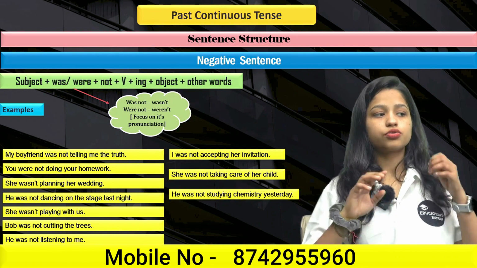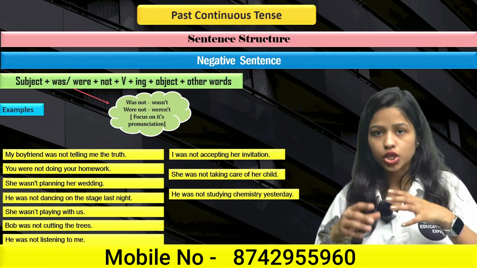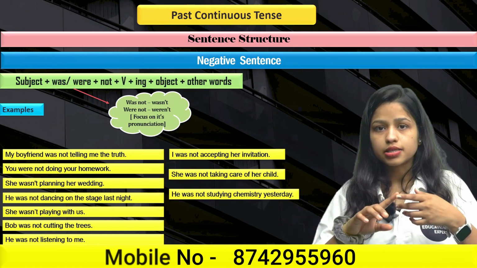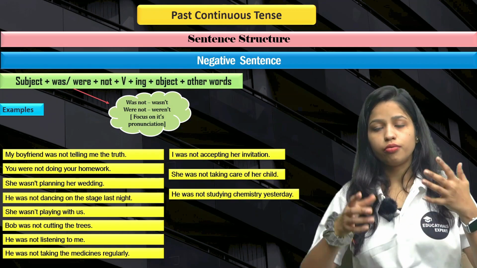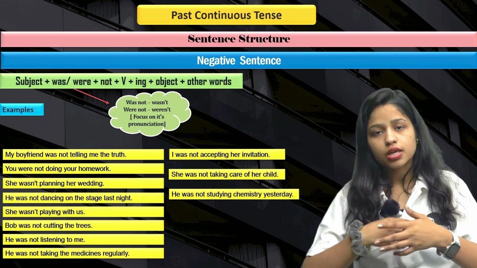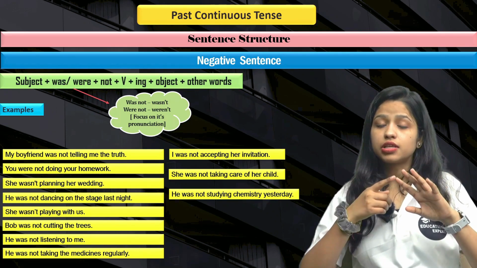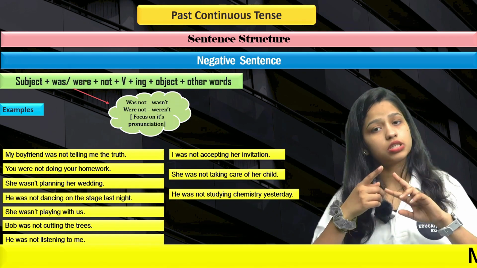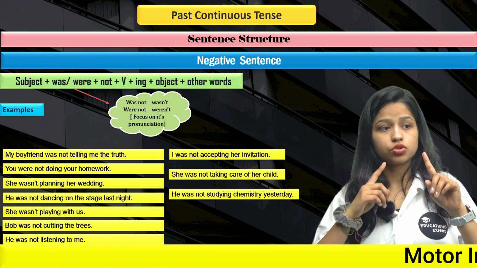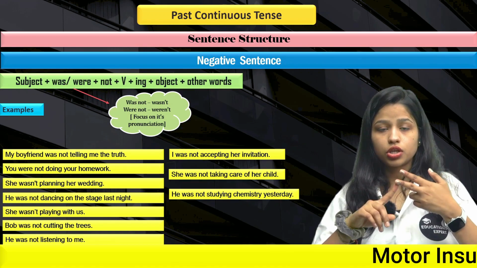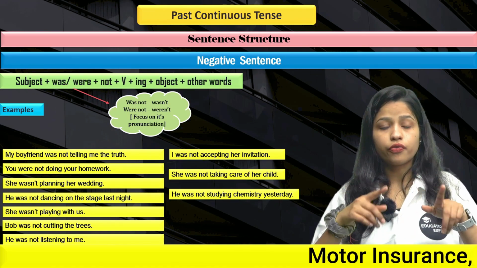So just try to notice that subjects are continuously changing. Sometimes it's I, sometimes it's she, sometimes it's he, Bob, you, my boyfriend. What you have to notice is whether the subject is singular or plural. If the subject is singular, we always use was. Notice it: I was, she was, he was, Bob was, my boyfriend was.